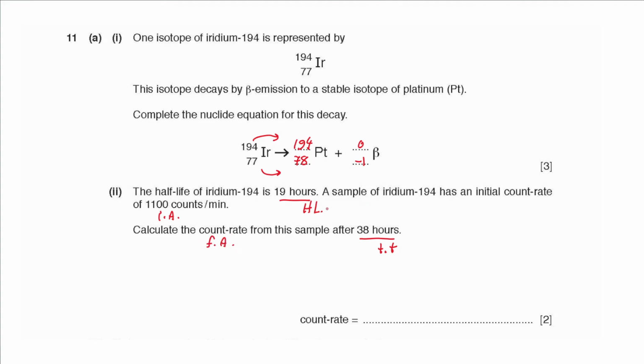So if we have the half-life and total time, we divide the total time 38 by the half-life to get the number of half-lives. That gives us 2 half-lives, which means we will divide by 2 two times. Starting from 1100, dividing that by 2 gives us 550. Dividing that by 2 another time for the second half-life gives us 275 counts. And this is the final answer. So we write 275 counts per minute, using the same unit as the question's unit.